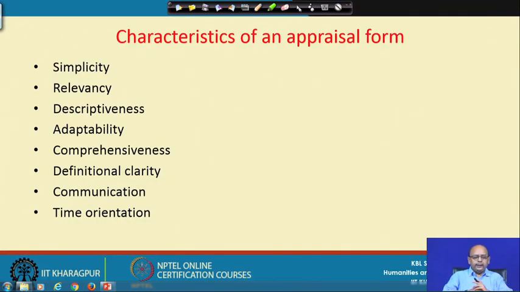So, after it is clearly defined, we move to the next stage, that you need to communicate to the individual, okay, that this is what is there, and this has a time frame. As I told you earlier, any evaluation has to be done within a given time frame. So, you need to define the time frame in which the individual is going to be evaluated.